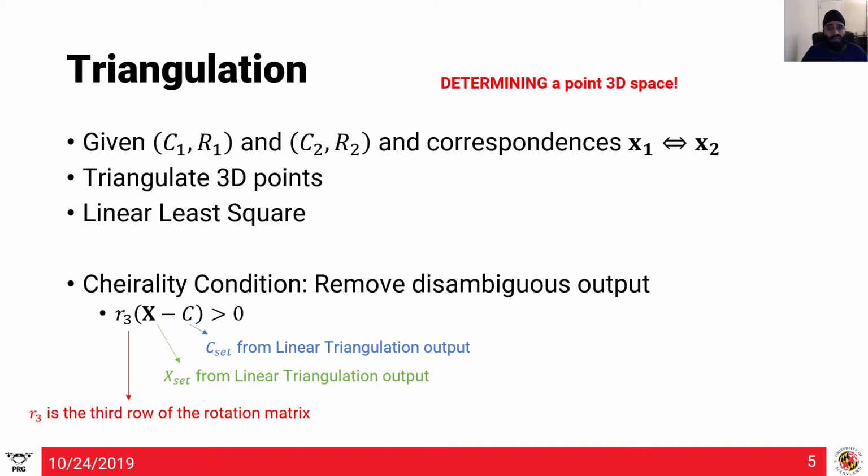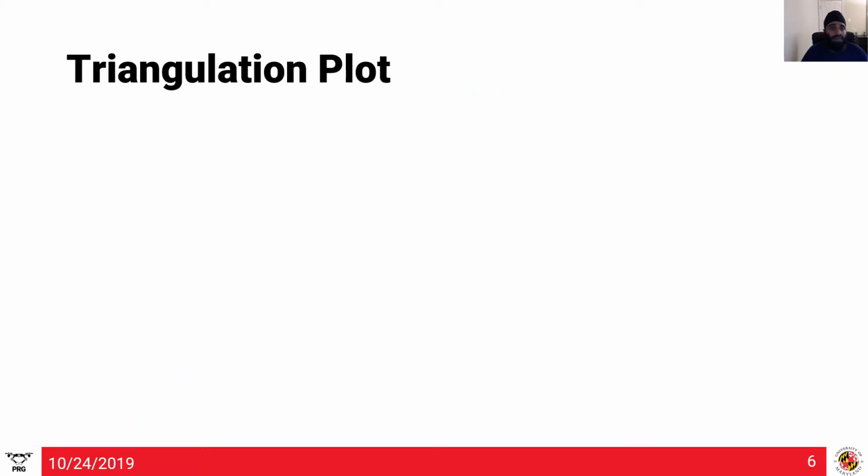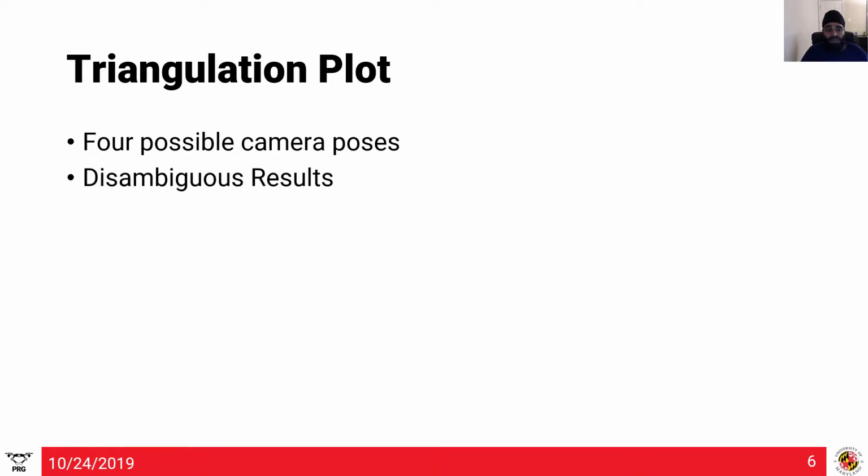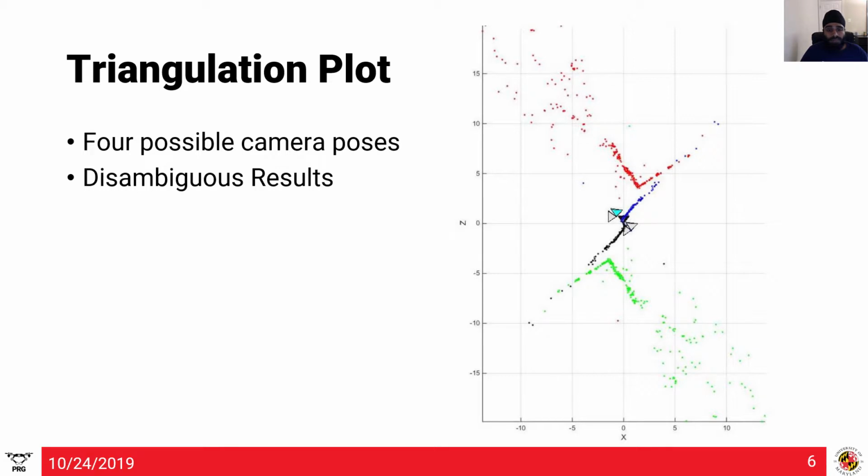So basically we are doing triangulation to determine a point in 3D space. So how does the plot look? Let's talk about that. We have 4 possible camera poses, and we want to remove the ambiguity. So we have these 4 possible solutions. Let's say you see these 3 gray and 1 blue.